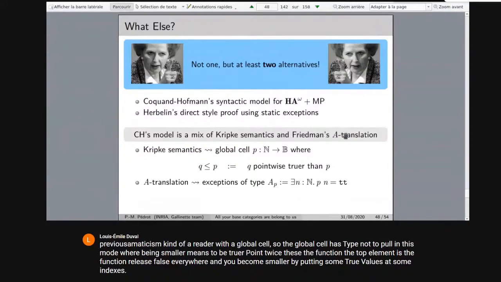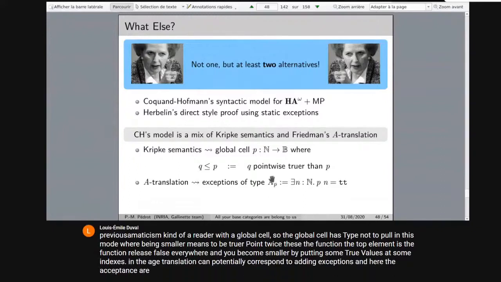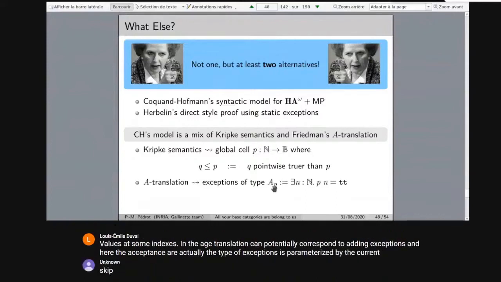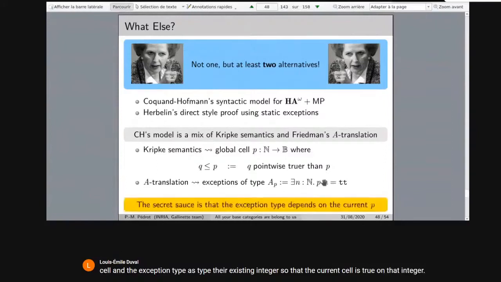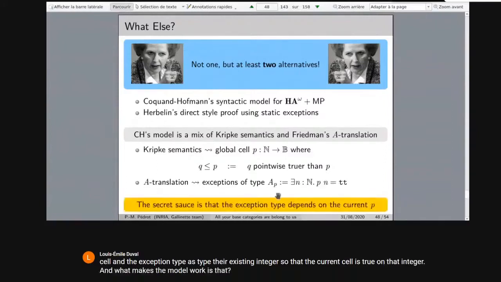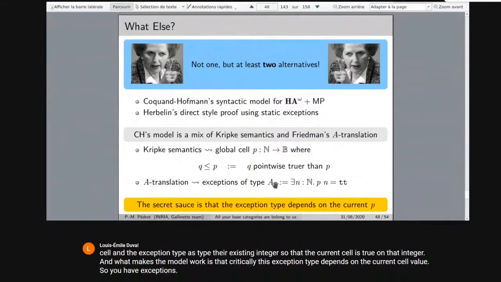And the A translation computationally corresponds to adding exceptions. And here the type of exceptions is parameterized by the current global cell, and the exception type is: there exists an integer so that the current cell is true on that integer. And what makes the model work is that critically this exception type depends on the current cell value. So you have exceptions whose type depends on the context you're living in.